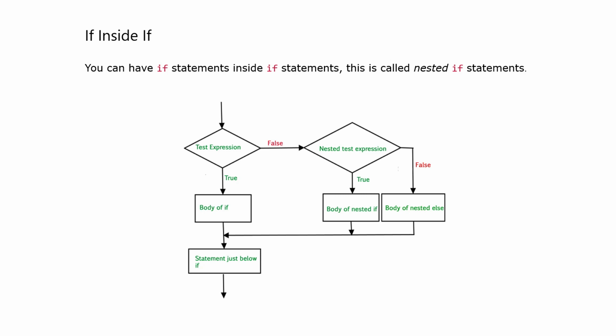Whether the outer if statement is true or false, depending on that, it will enter into the nested if block. It may be true, it may be false. Based on the other decision, it will follow which block to execute. So this is the flow control. It's a flow chart. You can go through it.